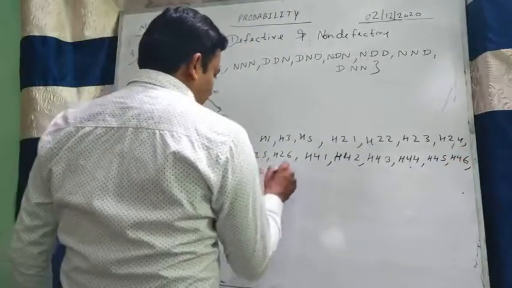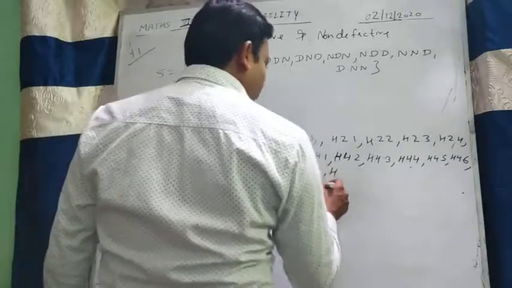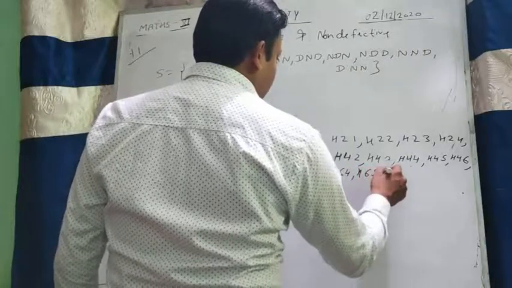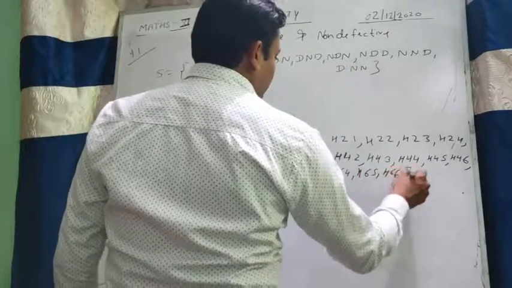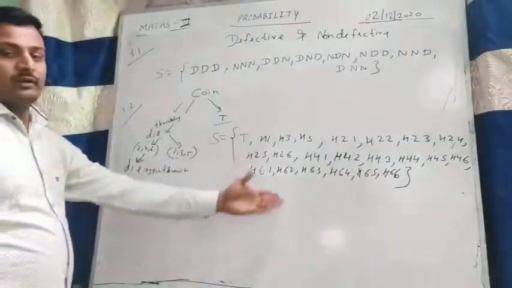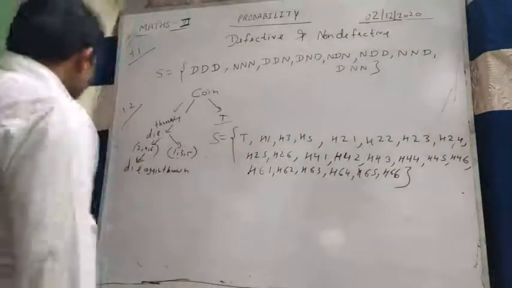H6, 1, H6, 2, H6, 3, H6, 4, H6, 5, H6, 6. So the total number of outcomes, all the possibilities, will be this.